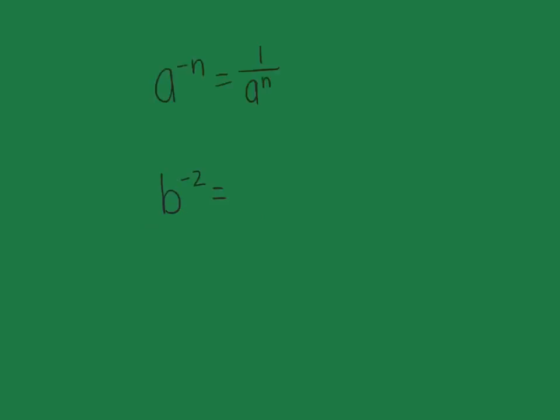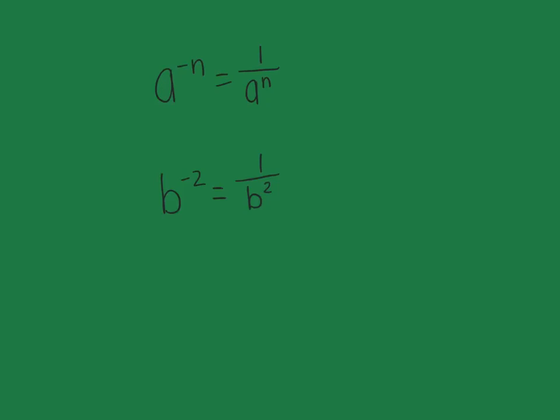So how this rule works is if we have a number or a variable to the power of a negative exponent, what we can do is put a 1 divided by the positive version of this exponent. So a to the power of negative n would be 1 divided by a to the power of positive n. So, for example, if we have b to the power of negative 2, that would be the same as 1 divided by b to the power of positive 2.